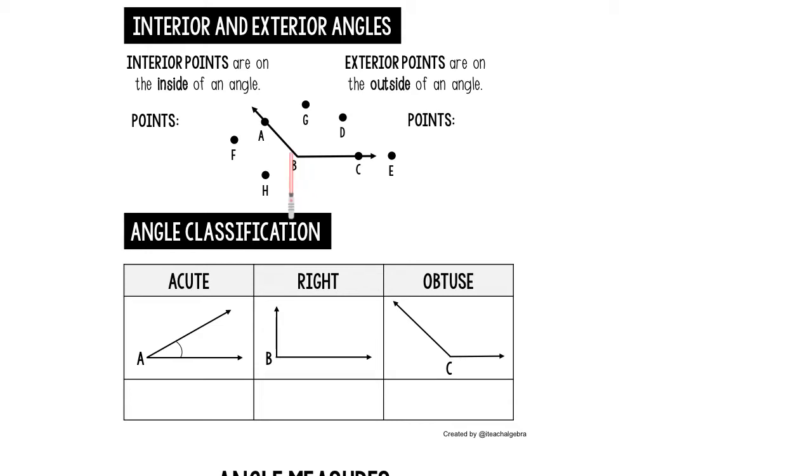Well, it's not going to be surprising for you to know that if ABC is the angle, if we were to close it up the shortest distance, so bring A over to C this way, that's the inside of the angle. So the inside points, the interior points, are going to be points G and D. The exterior points on the outside of the angle are going to be points F and H.